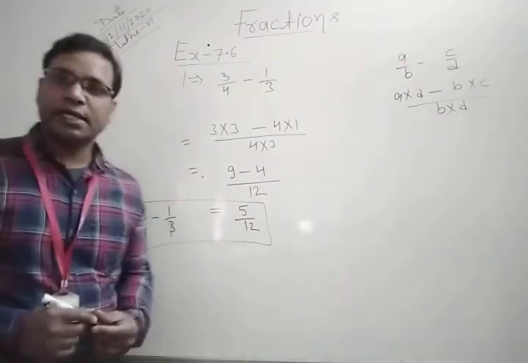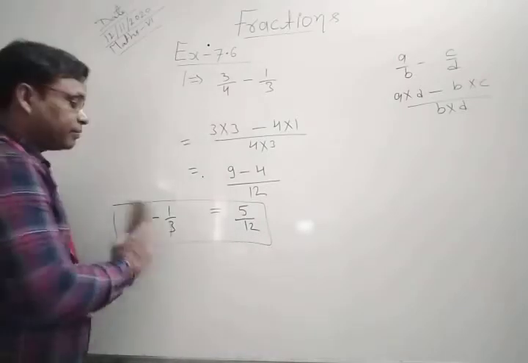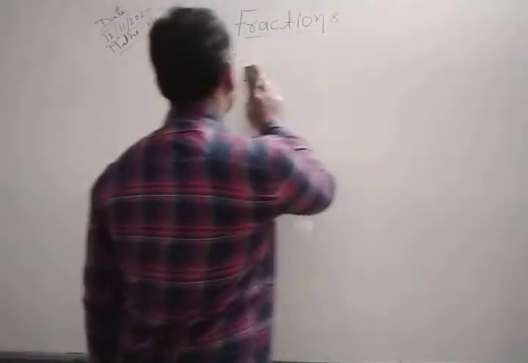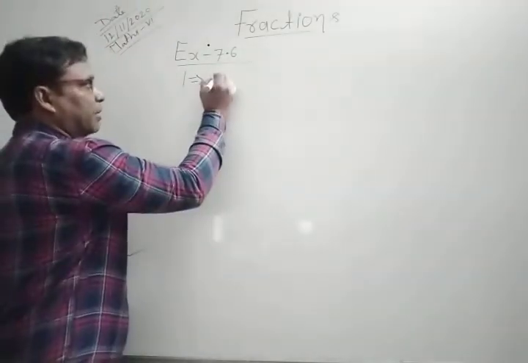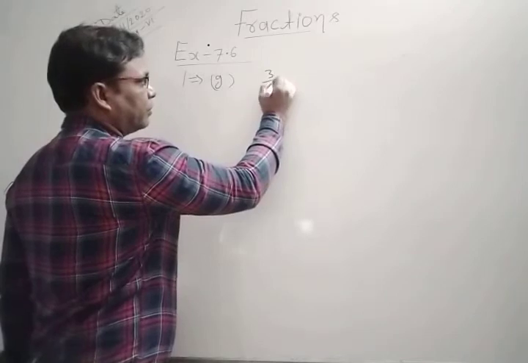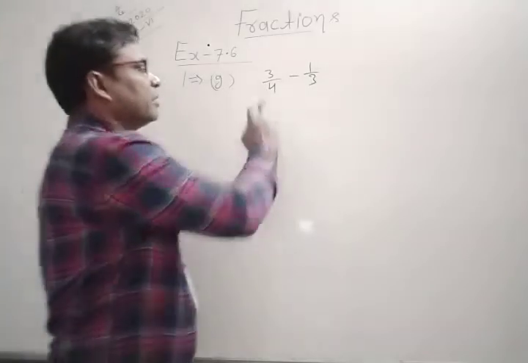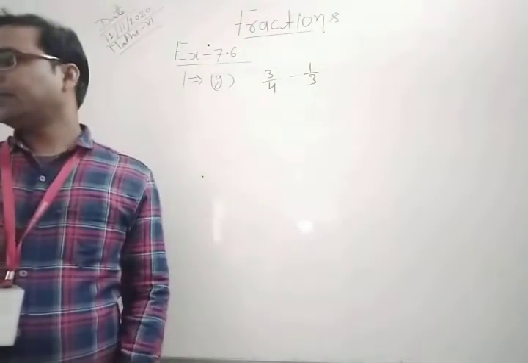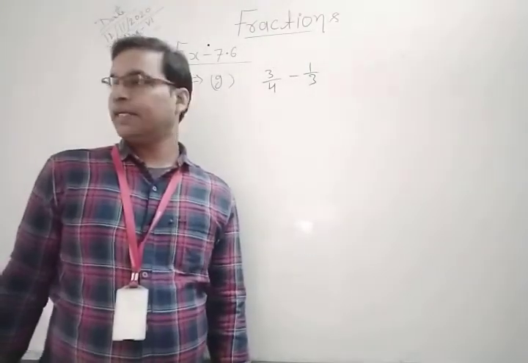You can also solve it by another method. You take the LCM. I can subtract these questions by another method. This is part G of question number 1: 3 by 4 minus 1 by 3. In this case, you can see the denominators of both fractions are different.